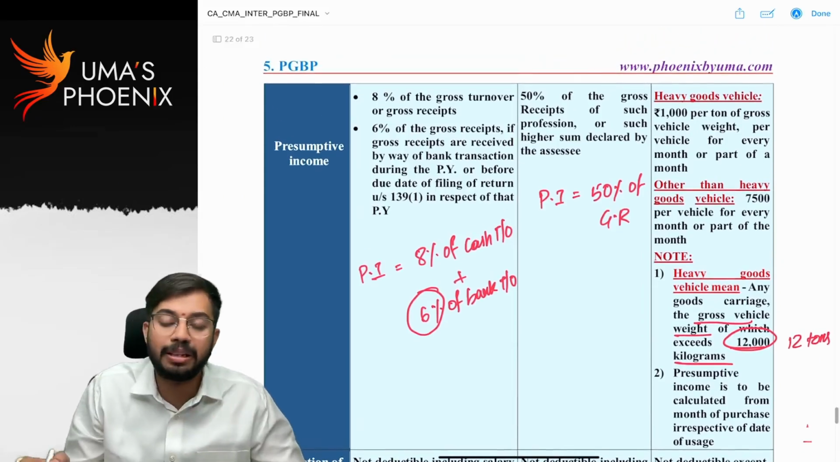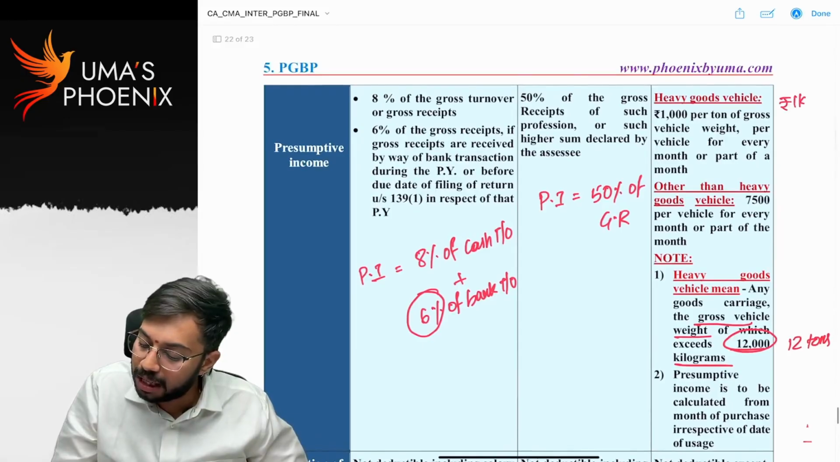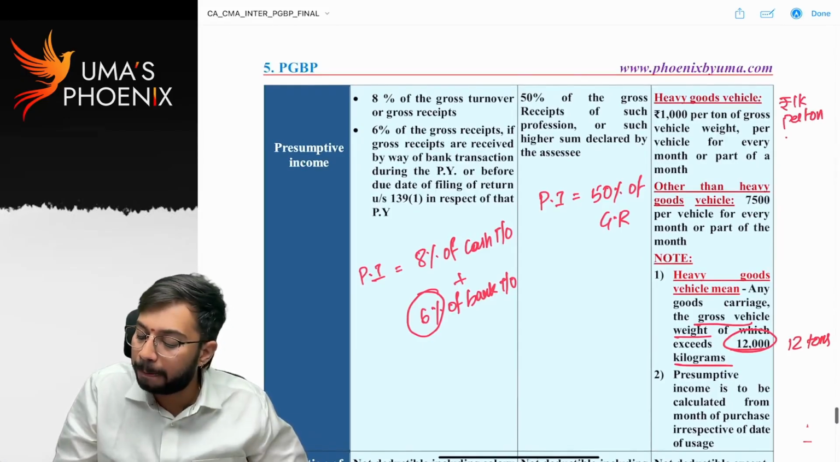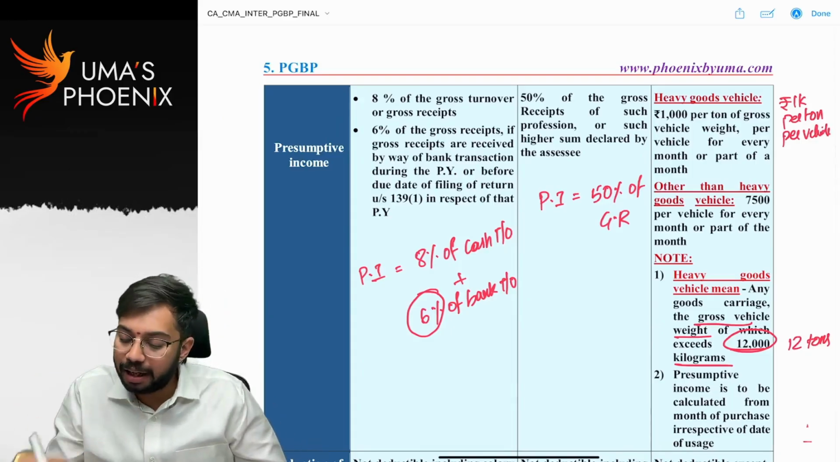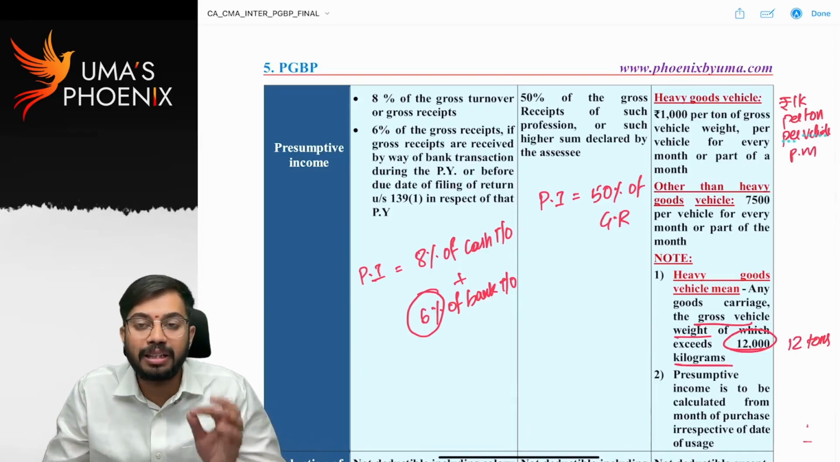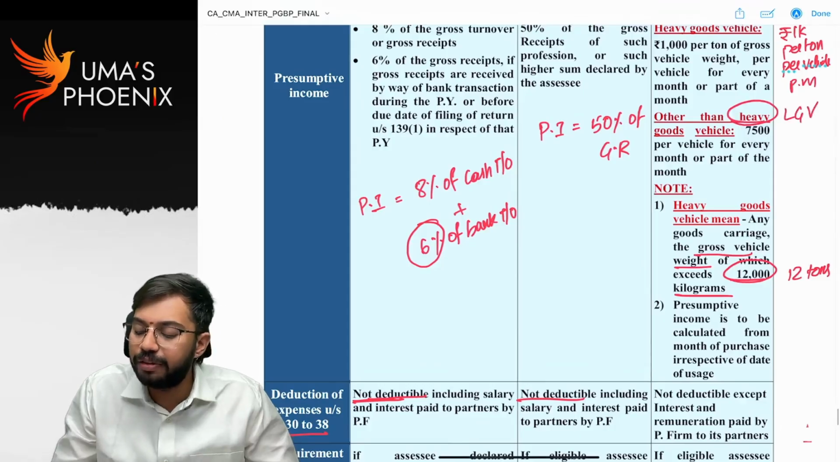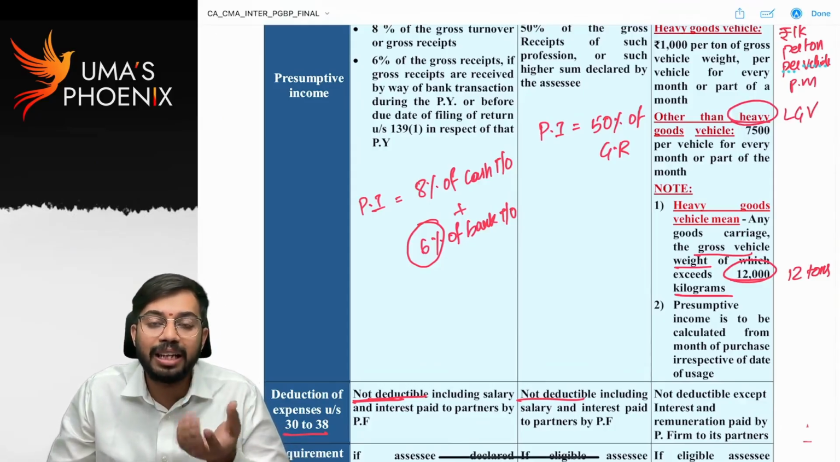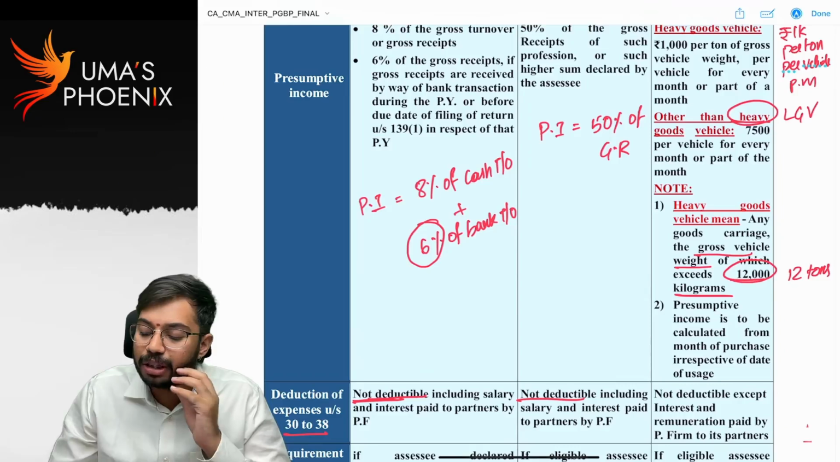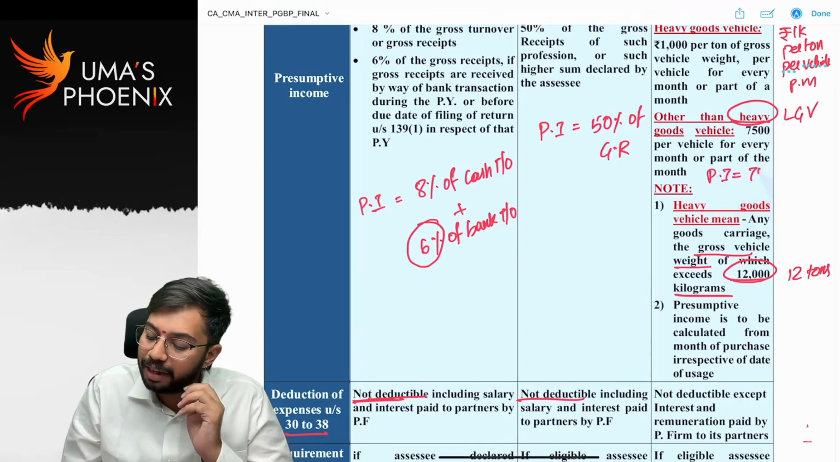For heavy goods vehicle, presumptive income is equal to rupees 1000 per ton per month or part of the month per vehicle. That is the presumptive income. Other than heavy goods vehicle, that means light goods vehicle. Light goods vehicle means gross vehicle weight is less than or equal to 12,000 kilograms or 12 tons. For light goods vehicle, presumptive income is equal to 7,500 per month or part of the month per each vehicle.